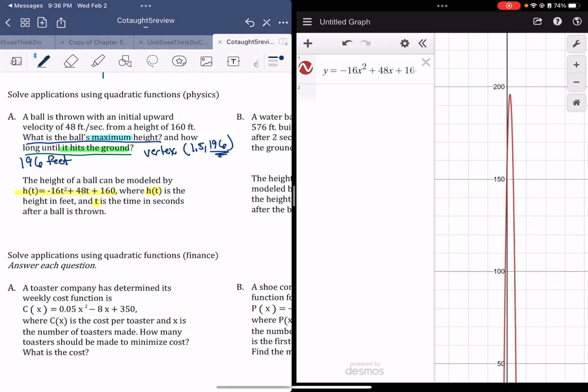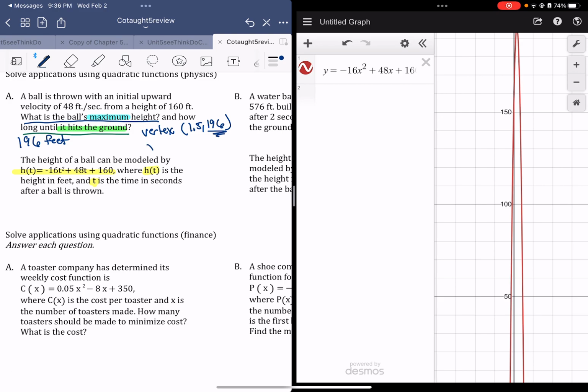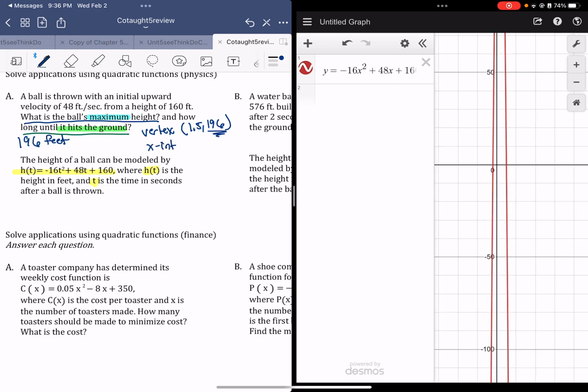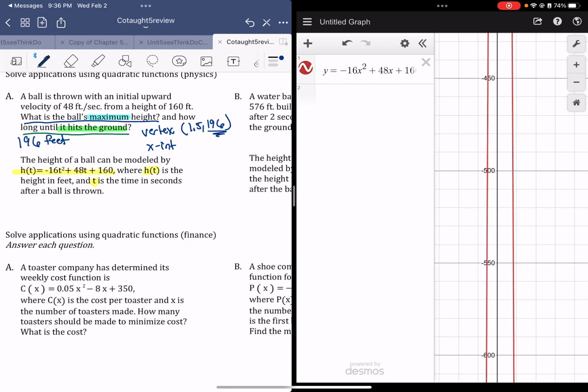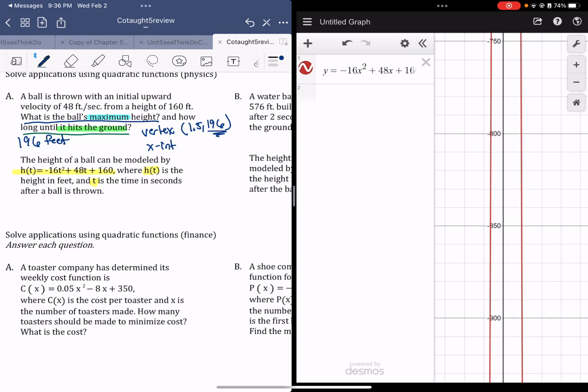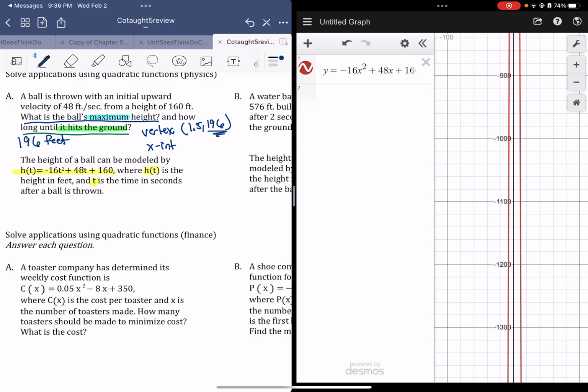Now we're going to go back for the other question, which is how long till it hits the ground. And the clue there is hits the ground, and that means we're looking for the x-intercept. So the x-intercept, let's go find that. Scroll all the way down. I know it's harder on the Chromebooks too. Oh, I scrolled too far down.